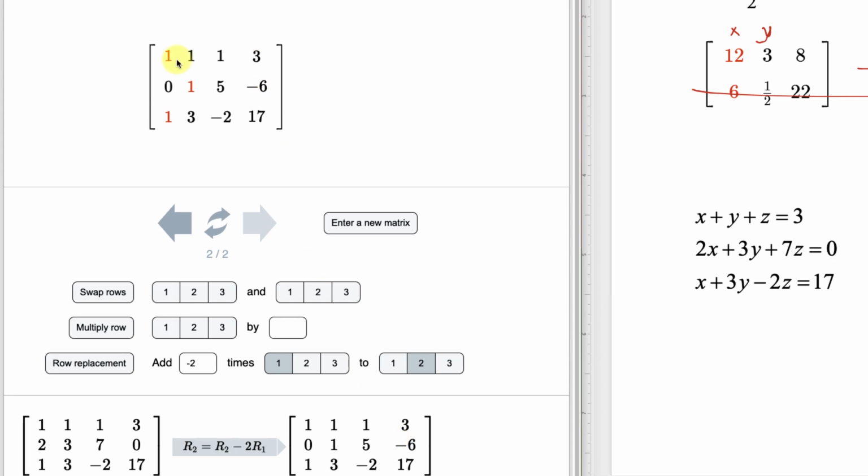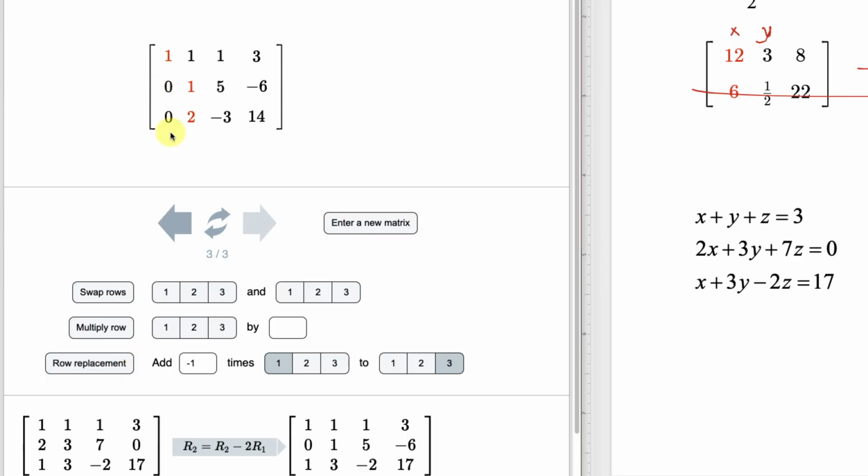Okay. Let's go ahead and take this negative 1 times row 1 and add down to row 3. So do it again. Negative 1 times row 1, but this time add it to row 3. And the reason why I'm doing that is this one will cancel out this one and make 0 there. So I do a row replacement.